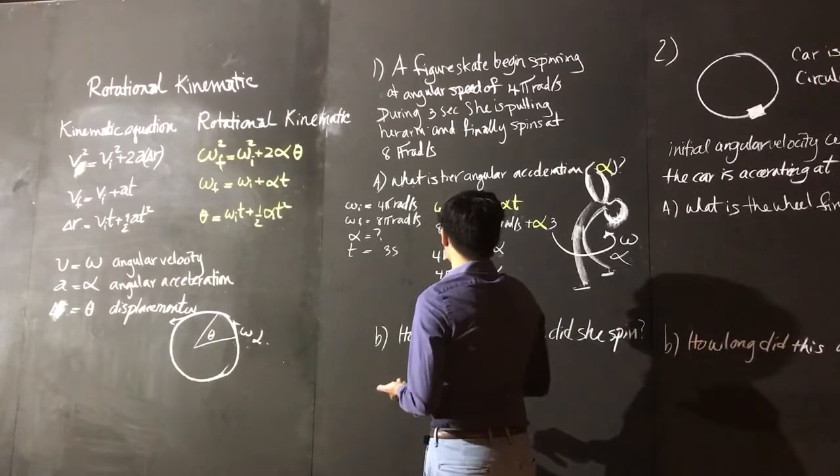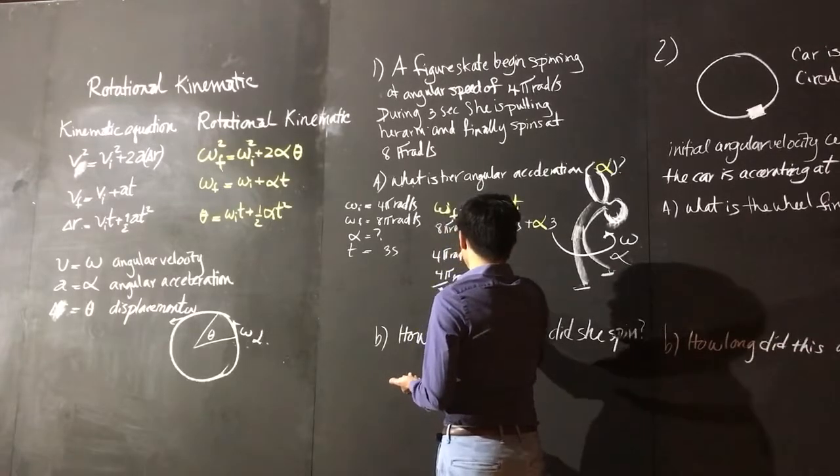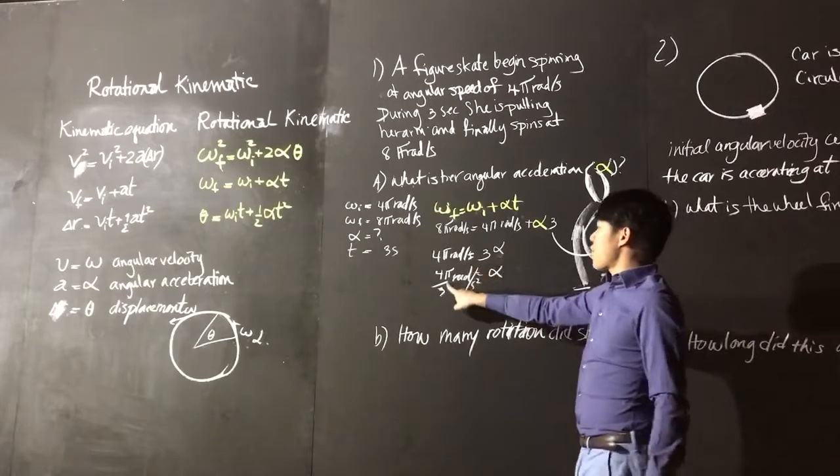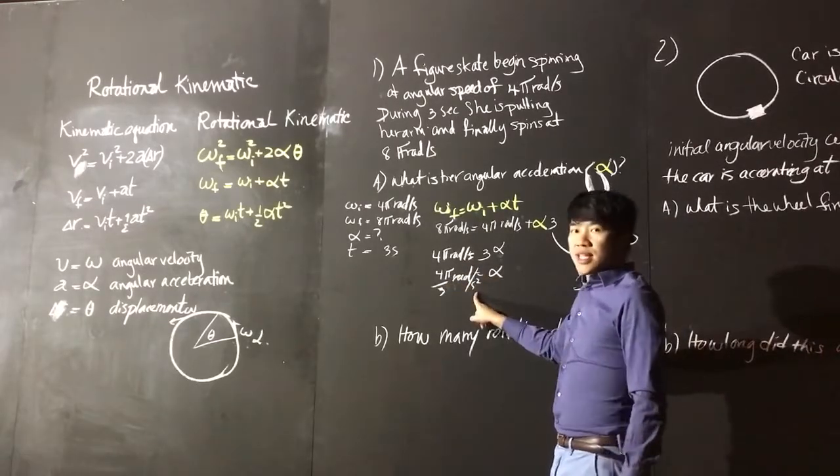Radius per second square. So this is the answer. The answer is 4/3 pi radius per second square.